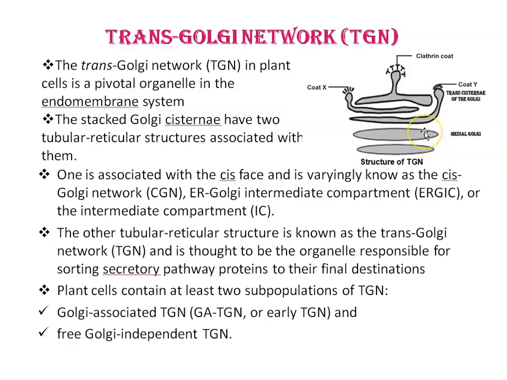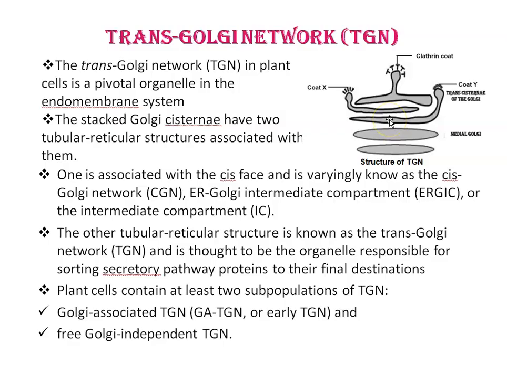The other tubular reticular structure is known as the trans-Golgi network, TGN, and is thought to be the organelle responsible for sorting secretory pathway proteins to their final destination. Plant cells contain at least two subpopulations of TGN: Golgi-associated TGN, GA TGN, or early TGN, and second is free, Golgi-independent TGN. Now, just look at this structure.